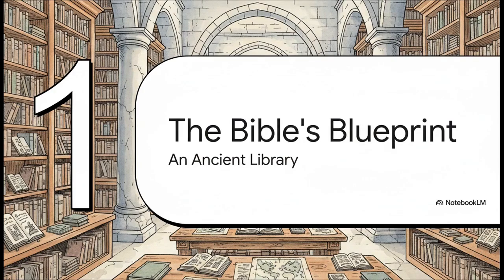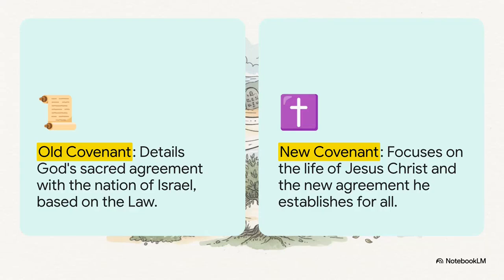Okay, so the first thing you have to get your head around is its basic structure. And here's the key. Don't think of the Bible as one single book. It's much more helpful to think of it as a library, a whole collection of ancient books written over a really, really long time. And this library basically has two main sections, the Old Testament and the New Testament. You can also think of these as the Old and New Covenants. A covenant is just a sacred agreement.